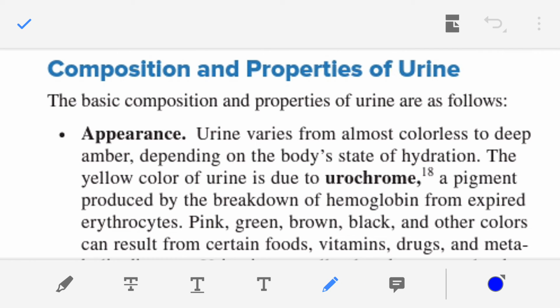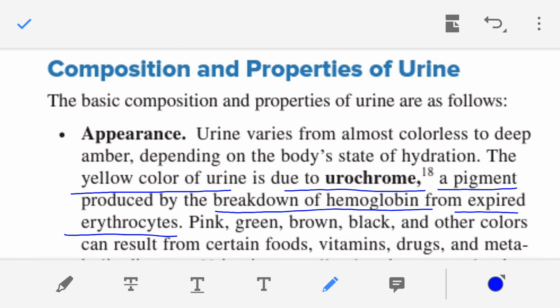Sometimes the urine color is yellow, and this yellow coloration is due to the presence of urochrome. Now, what is urochrome? Urochrome is a pigment, and this pigment is produced by breakdown of hemoglobin. When the erythrocytes expire, the hemoglobin present in these expired erythrocytes is broken down and a pigment is formed that is known as urochrome. So due to the presence of urochrome, urine color is yellow.